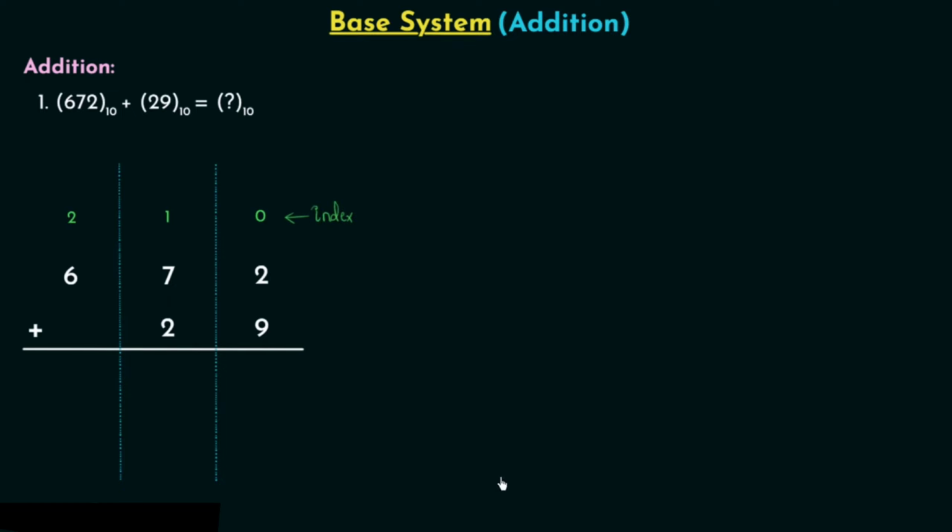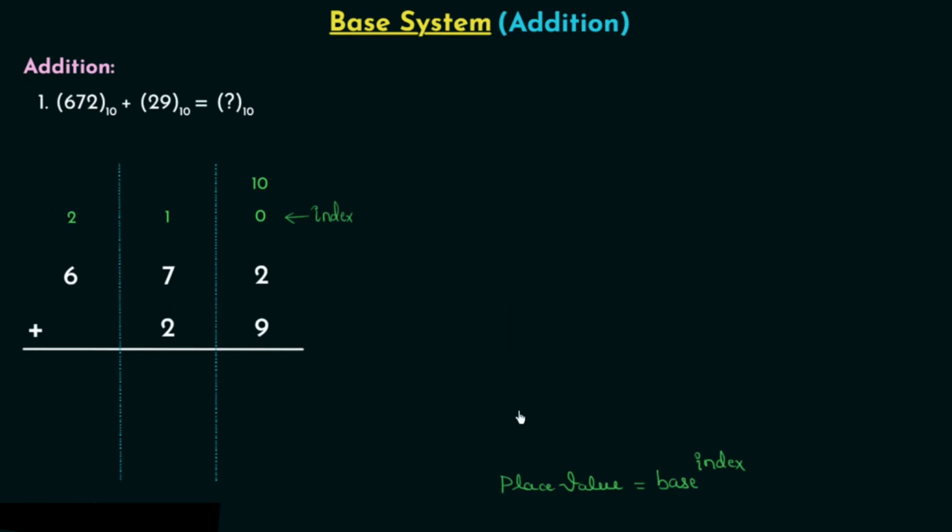And now we will understand what we mean by the place value of a digit. The place value of a digit is equal to the base of the number system the digit belongs to, raised to the power of the index of the digit. For example, let's take digit 2 of this number. We know 672 is a decimal number and therefore the base is equal to 10. So 2 will have the base equal to 10 and the index equal to 0.